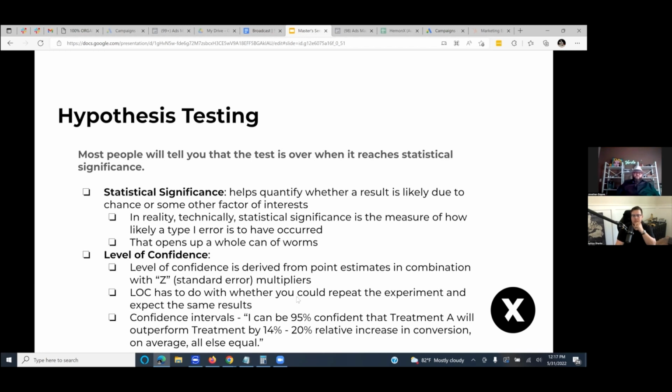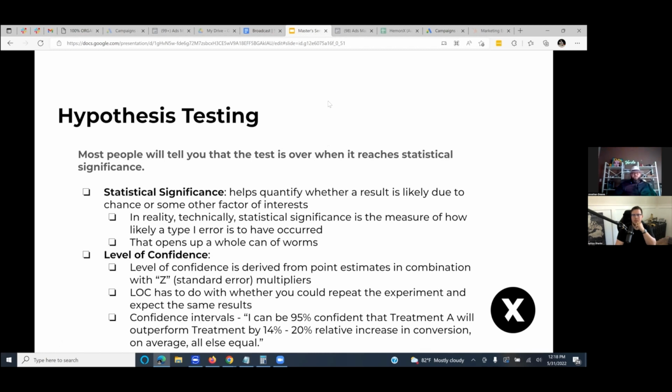Level of confidence has to do with whether you could repeat that experiment 100 times and get the same or similar results 95 out of 100 times. That would be a 95% level of confidence. Usually you read those in terms of confidence intervals. So for instance, if I was running a test, I would say, I can be 95% confident that treatment A will outperform the control by between 14 and 20% relative increase in conversion on average, all else equal. That's what it means to have a 95% level of confidence.